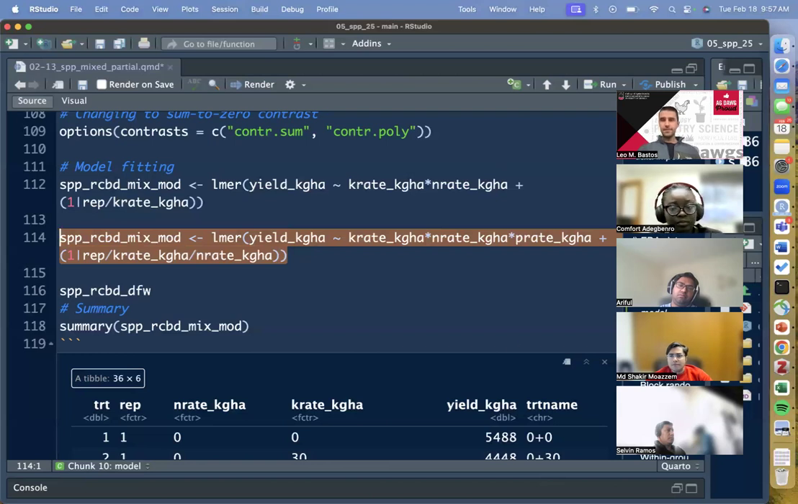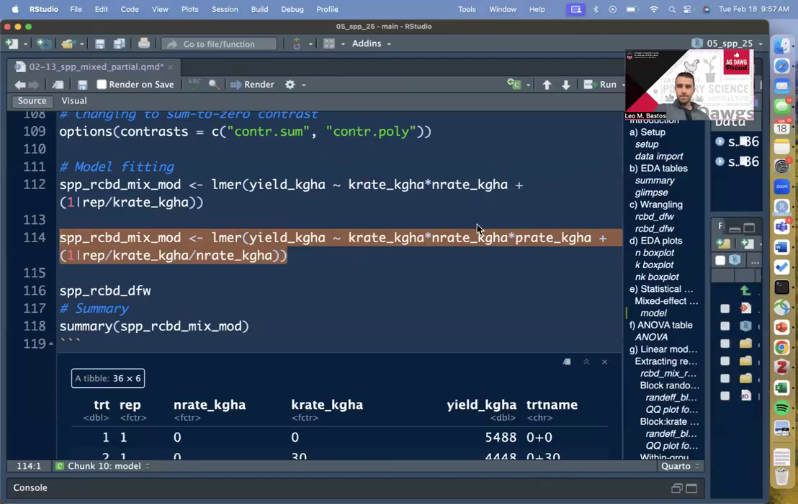Dr. Bestos, I have a very brief question. You mentioned that for split plot, we will write the model as 1 vertical bar rep, which is the whole plot factor, then slash potassium rate, which is the split plot factor, and then slash the other factor, which is the split plot.